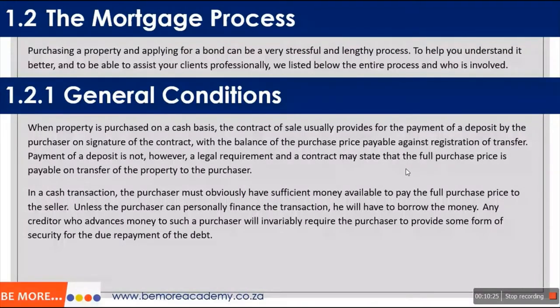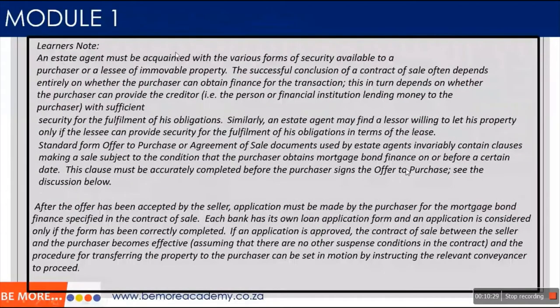Module 1, this is the learner's note: an estate agent must be acquainted with the various forms of security available to a purchaser or a lessee of immovable property. The successful conclusion of a contract of sale often depends entirely on whether the purchaser can obtain finance for the transaction. This in turn depends on whether the purchaser can provide the creditor, for example the person or financial institution lending money to the purchaser, with sufficient security for the fulfillment of his obligations. So we did see that there are options where you can write into the contract that it is subject to the sale of their own properties, or maybe you are going to make a big profit on the sale of your property and you only want to deposit a portion of that money, you can also do so.